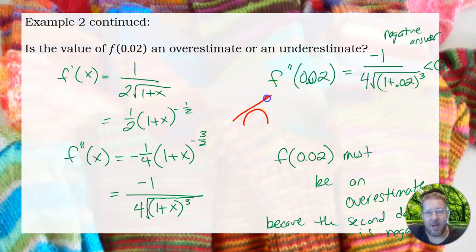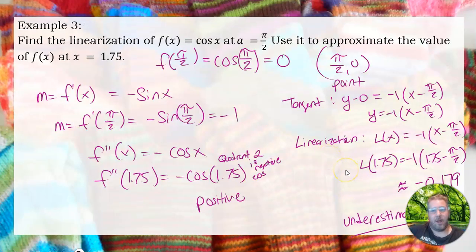Anything on that tangent line is over what it was supposed to be. Once again, use that logical reasoning and then it just kind of makes sense. Anytime the second derivative is negative, you know your tangent line is going to be an overestimate. All right, example number 3.